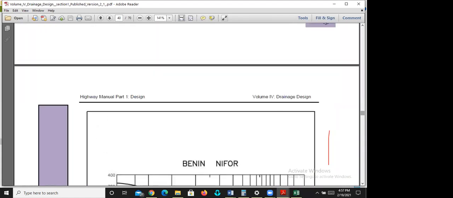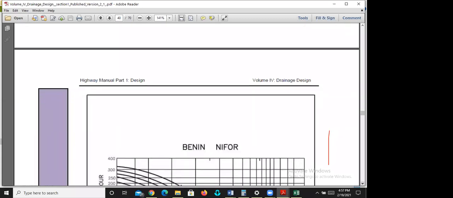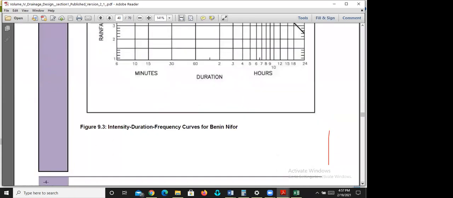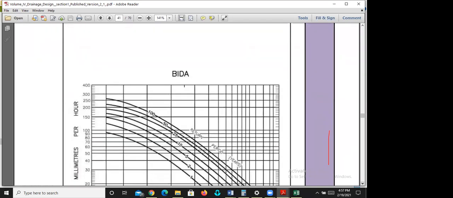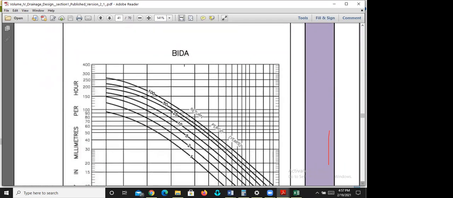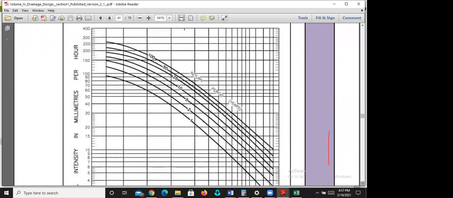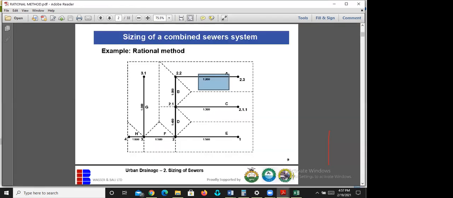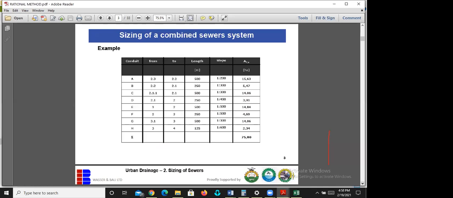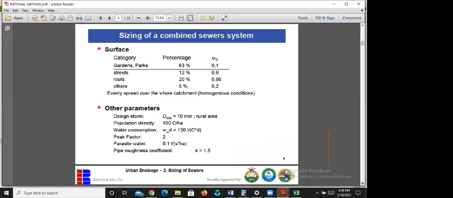So you now look for the city of your choice. Let's say we are using Bida. We'll go to Bida, and let's say from yesterday, we are designing for a rural area, remember. Let's go back to our design parameters, our takeoff sheets. Our takeoff sheet says the duration of the storm is 10 minutes and it is a rural area.